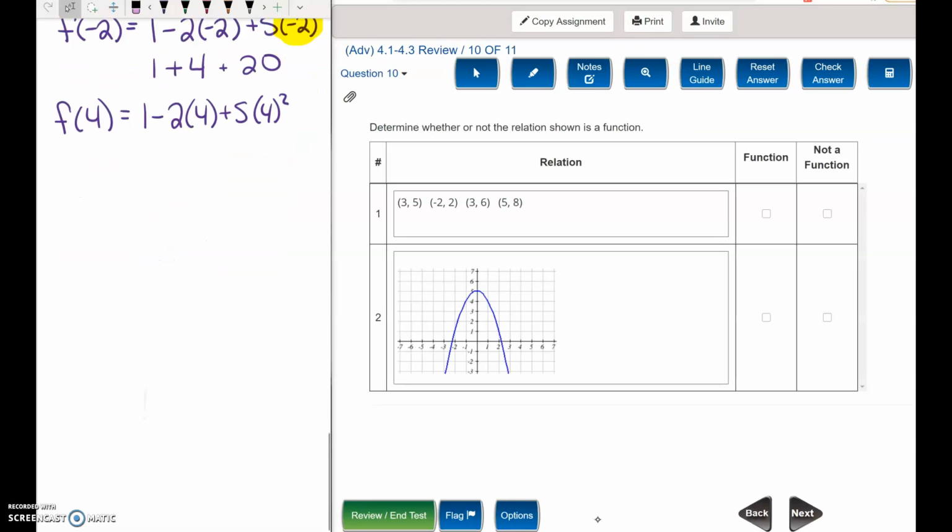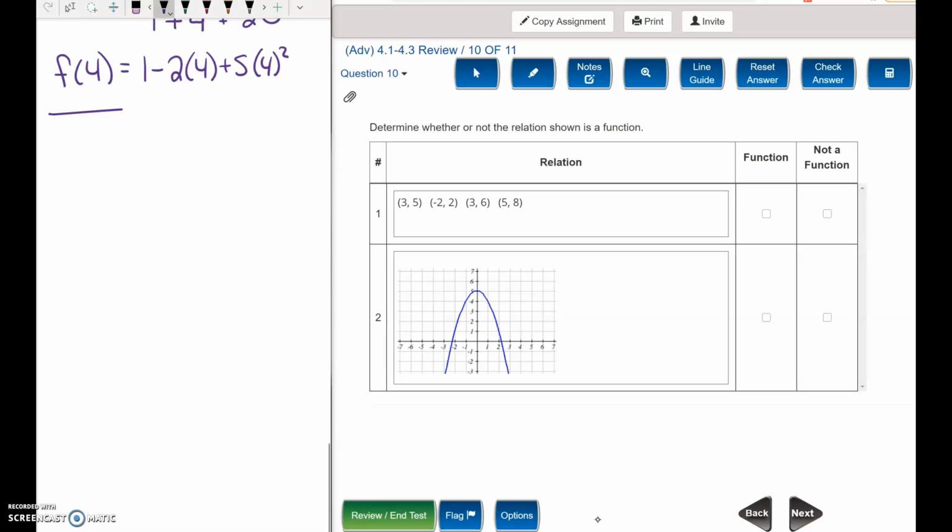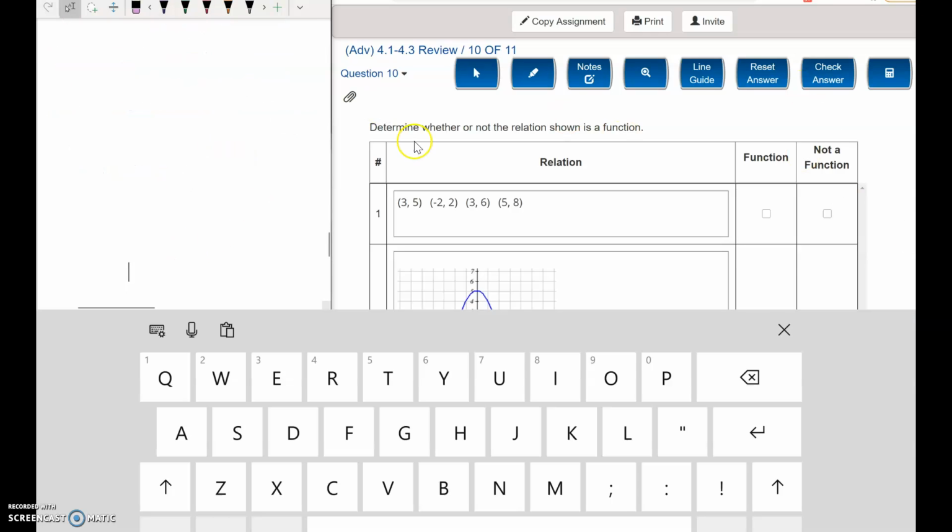Determine whether or not the relation shown is a function. Remember, if there are repeated x's, then it is not a function. So take a look at the points. 3, 5, -2, 2, 3, 6, 5, 8. I really just want to look at the x's. 3, -2, 3, 5. 3 happens twice, so it is not a function.